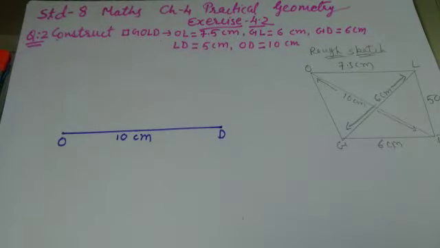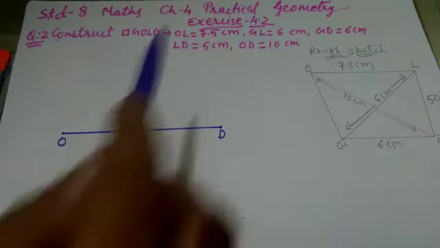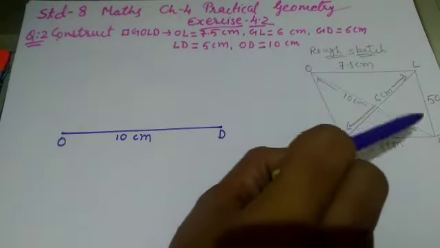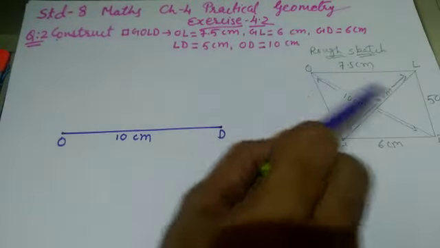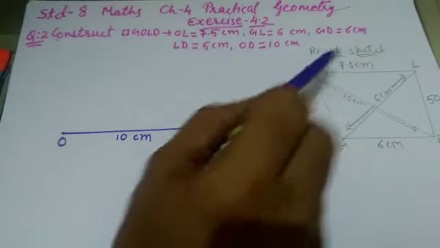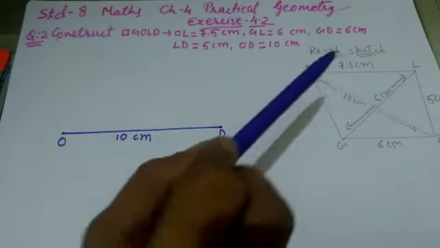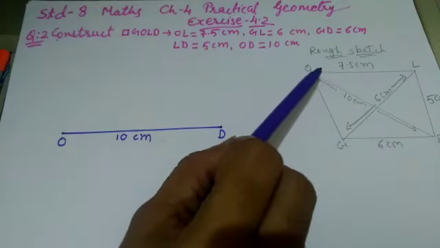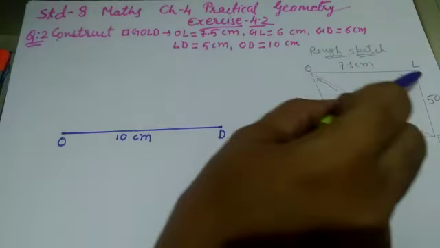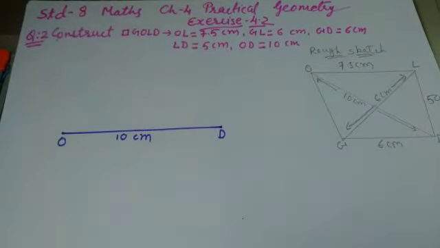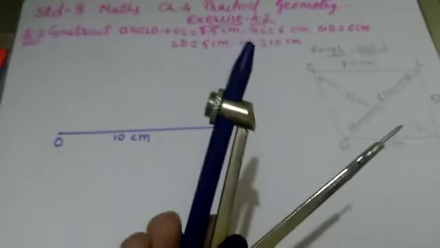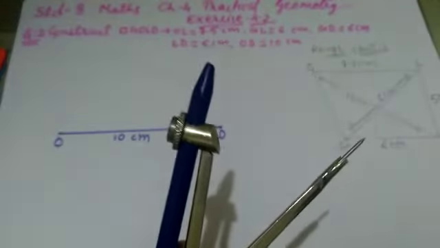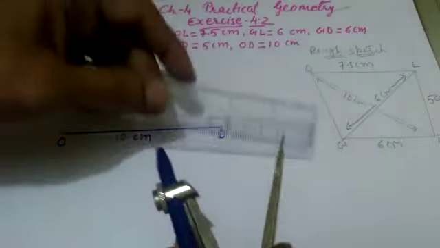Okay, now next step, see here in rough sketch, on the upper side of line segment OD there is one triangle, that is OLD. Now here we will construct line segment OL. So for that we will adjust 7.5 centimeter radius on compass. Okay, so let's adjust 7.5 centimeter radius on compass with the help of scale.